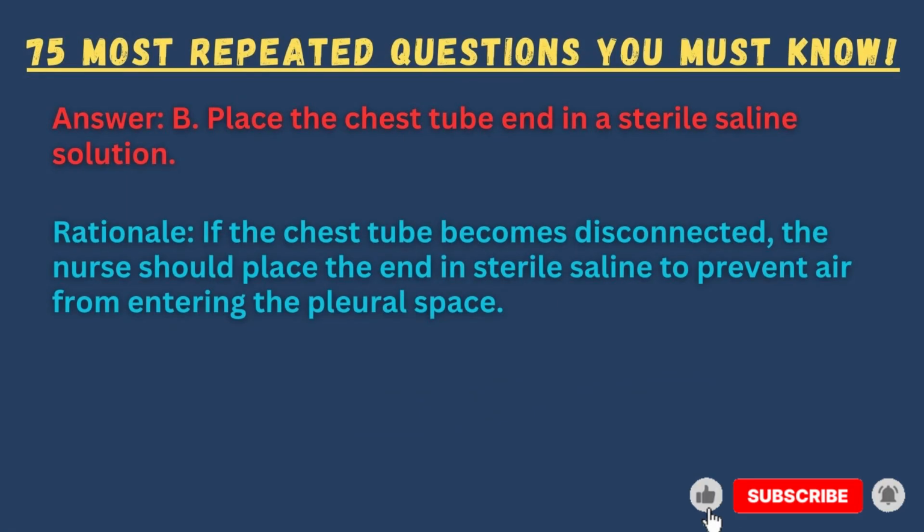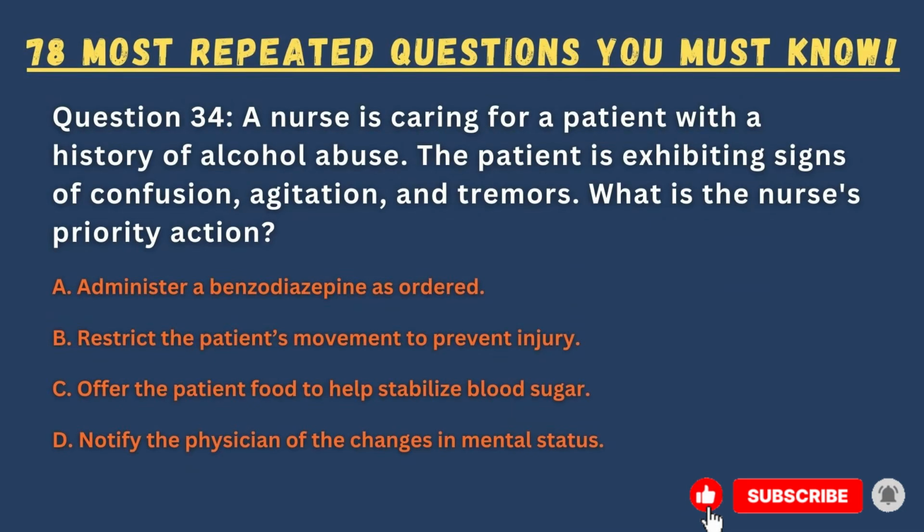Answer: B. Place the chest tube end in a sterile saline solution. Rationale: if the chest tube becomes disconnected, the nurse should place the end in sterile saline to prevent air from entering the pleural space.